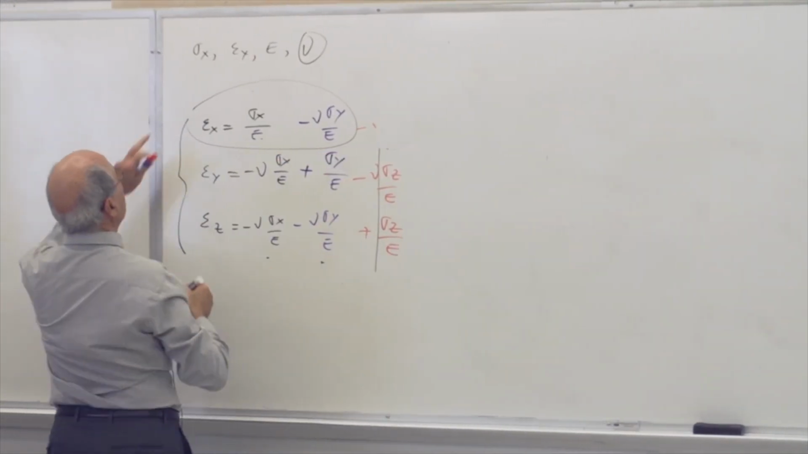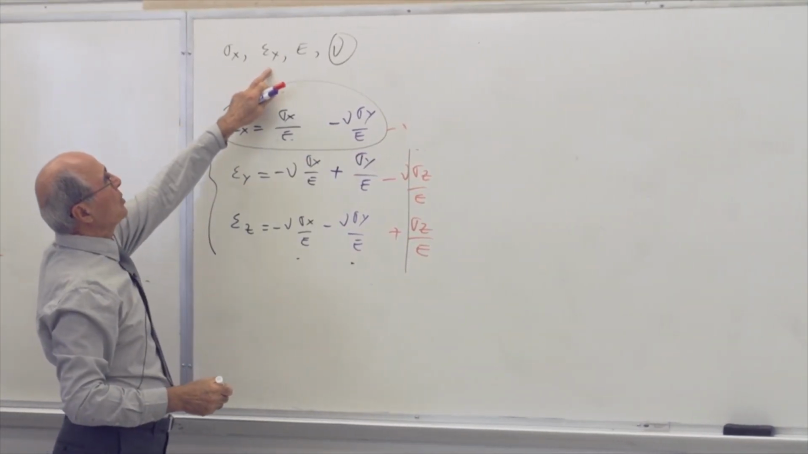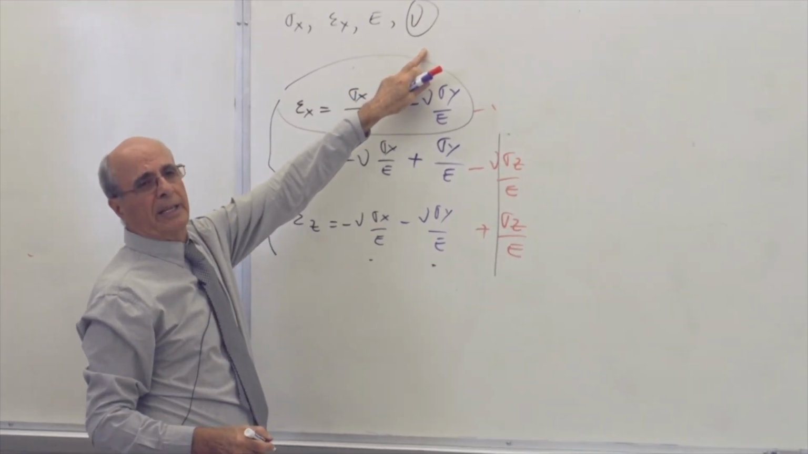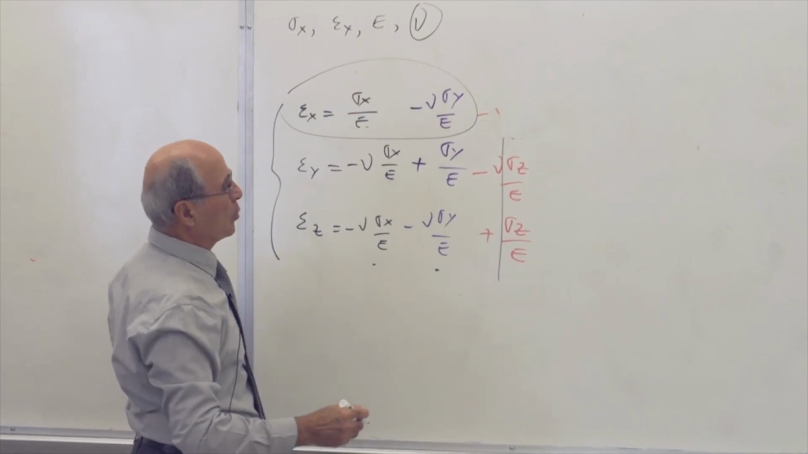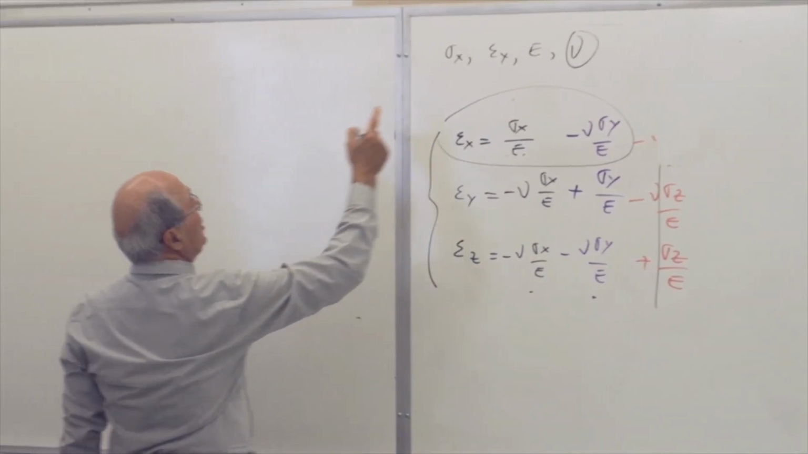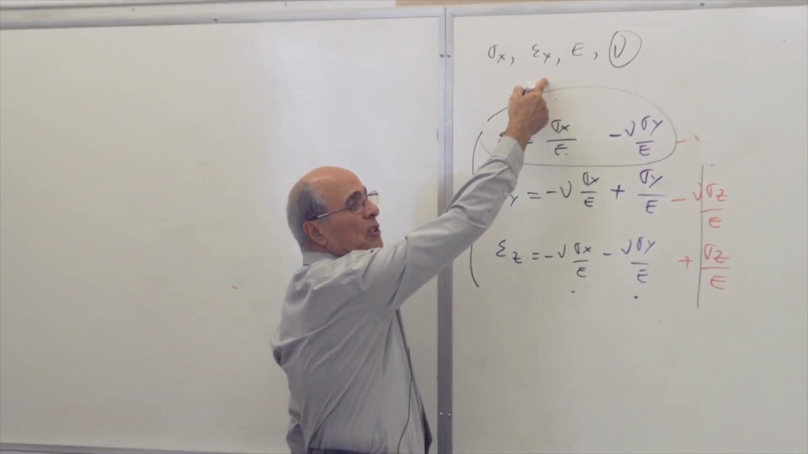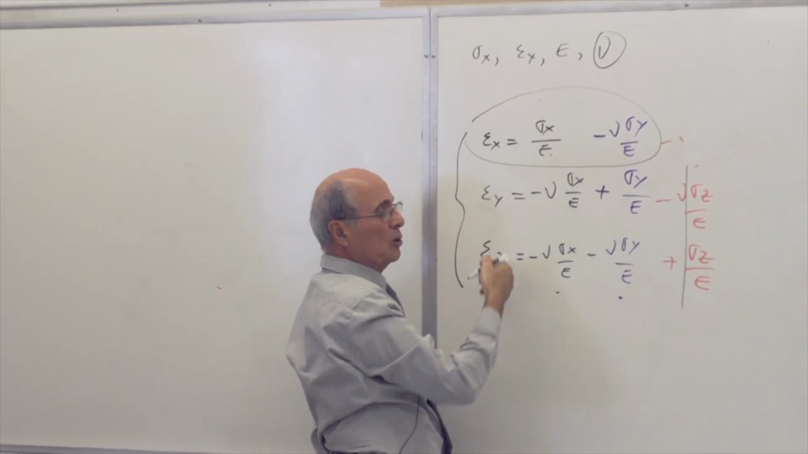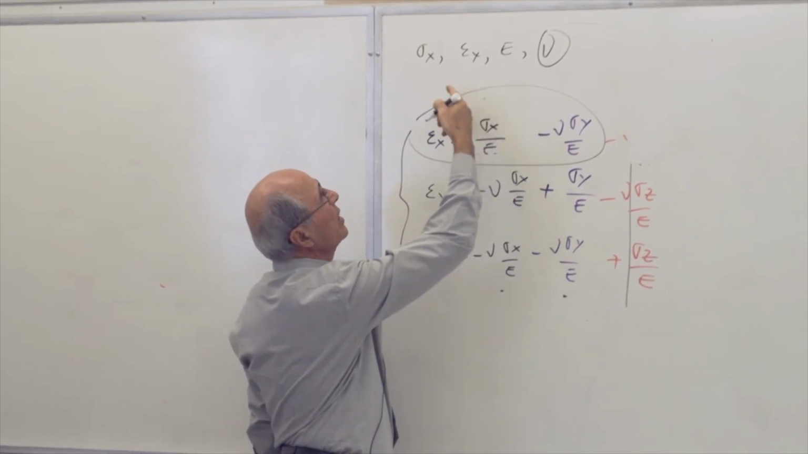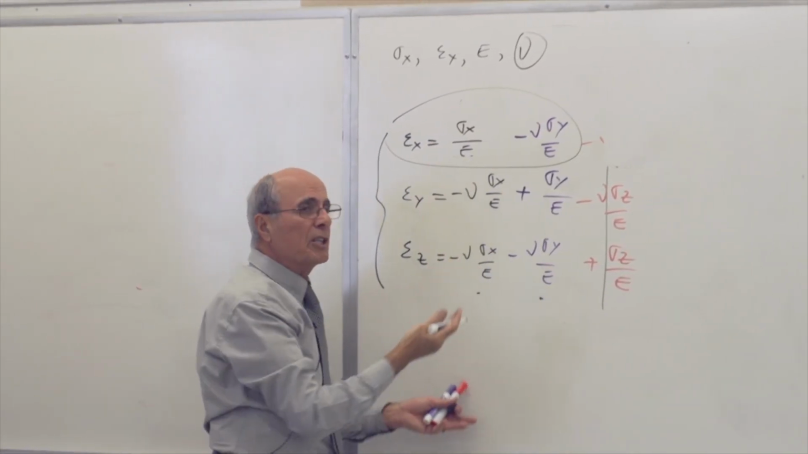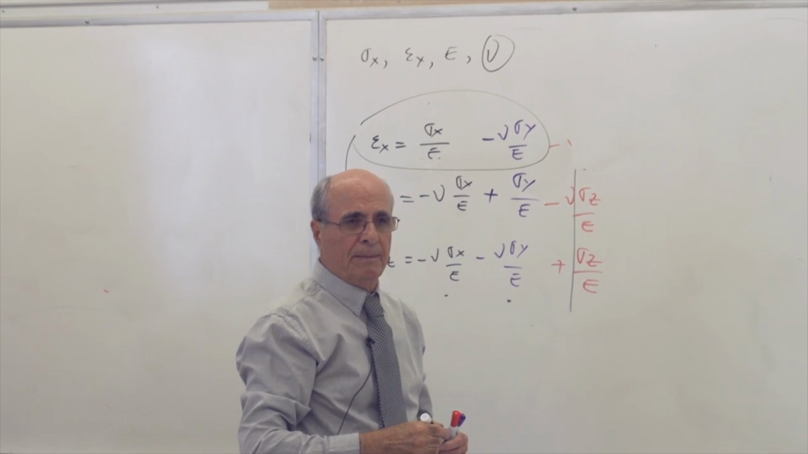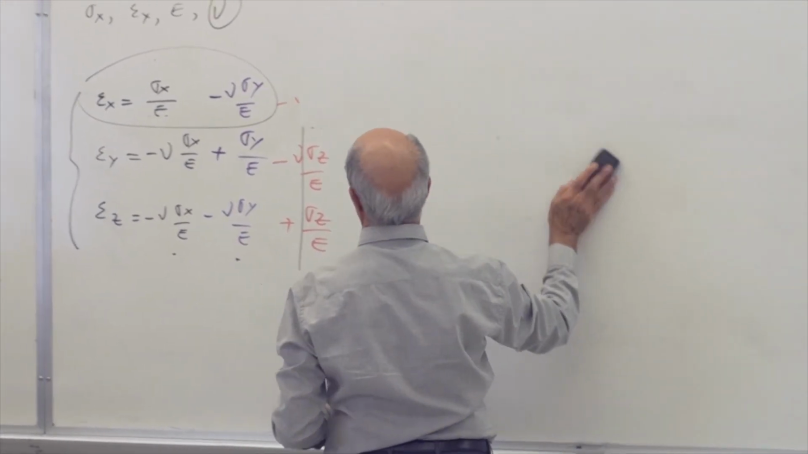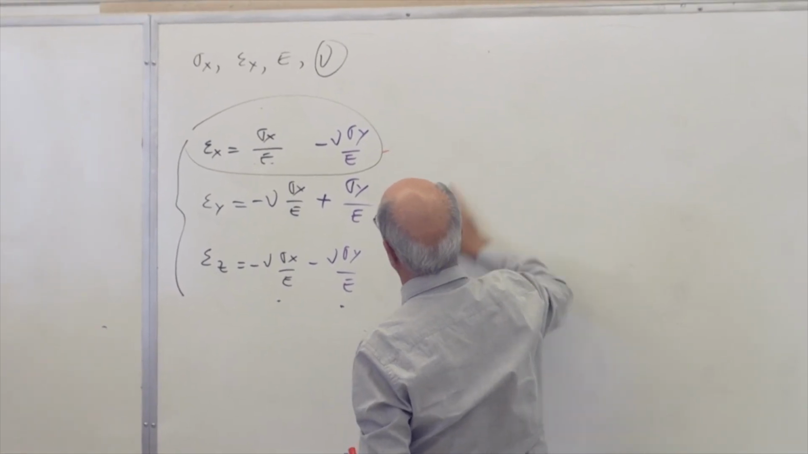Look what happened here. Sigma x, epsilon x, E, then we went to nu, yes or no, correct? Then, of course, this is normal stress. This is normal strain. As the result of this, we have epsilon y, epsilon z, etc., and all of these were introduced. We never talked about the shear stress. Yes? What happened to the shear stress? What do we do if we have shear stress?